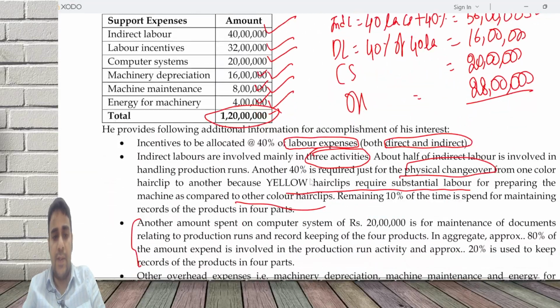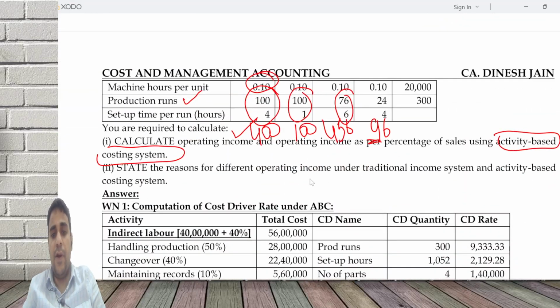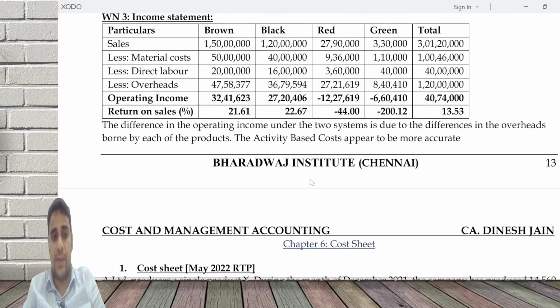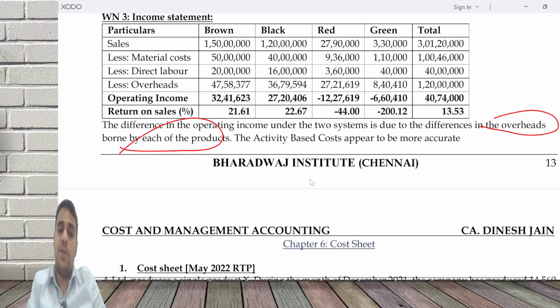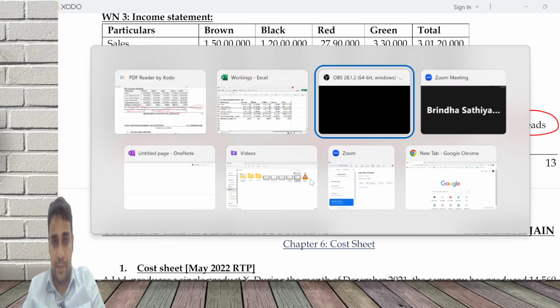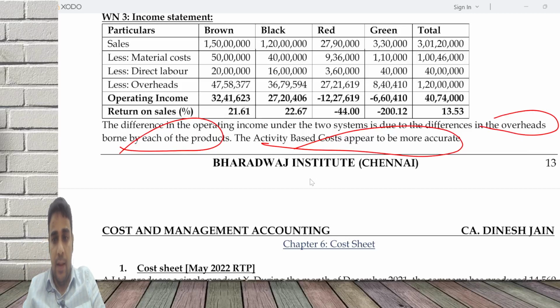The question had asked for two things. One is the reason for different operating income. Under the traditional system, overheads are driven by a single driver, which in this question is labor cost. In ABC you have multiple drivers, so that is the big difference between ABC and the traditional system. Traditional system: single driver; ABC: multiple cost drivers. The differences arise because of the difference in overheads borne by each of the products. Activity based costs appear to be more accurate. Any doubts on this?